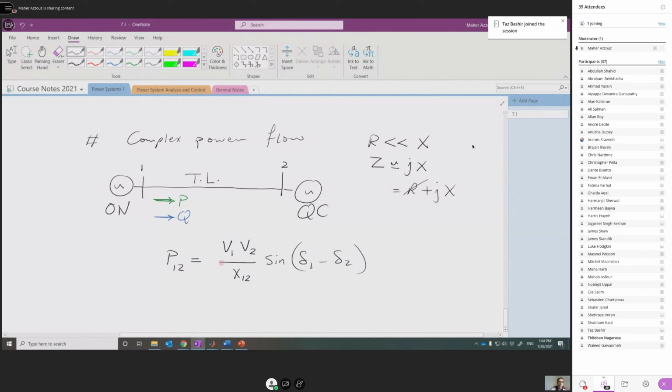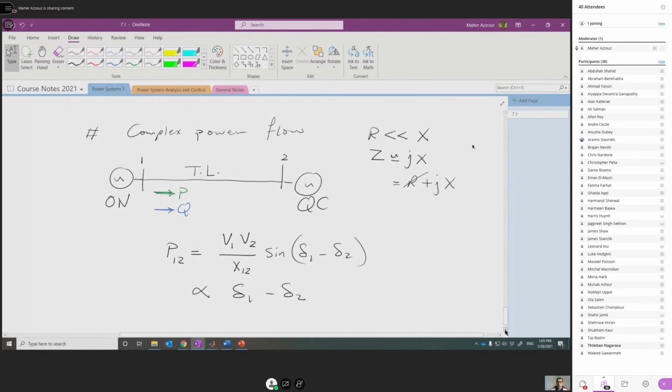So we know now that the active power flow between bus 1 and 2 is proportional to the angle difference. If we want to transfer power from Ontario to Quebec, we have to increase the voltage angle of bus 1 with respect to the voltage angle of bus 2, so we make delta 1 greater than delta 2. If we want to purchase power from Quebec, we have to do the opposite: we have to increase delta 2 as opposed to delta 1. This is for the active power flow.